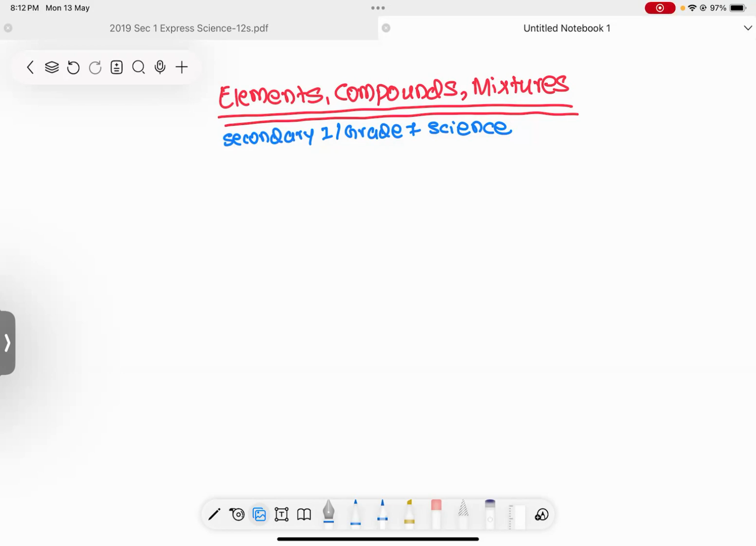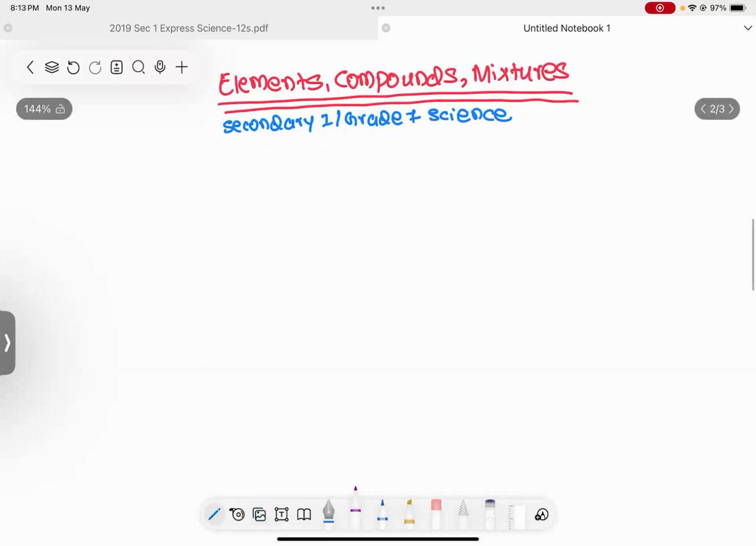Now we will be moving on to a new topic: elements, compounds, and mixtures. This is one of my favorite topics because although it's really basic and a little complicated, it's super interesting and intriguing to learn. Elements, compounds, and mixtures is part of chemistry, which all of us will be learning about in Sec 3, or I think starting Sec 2, where we'll be learning chemistry, biology, and physics. So it will be three sciences, but elements, compounds, and mixtures is part of chemistry, which is one of my favorite. Okay, so without further ado, let's start.